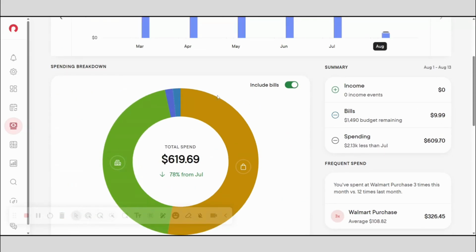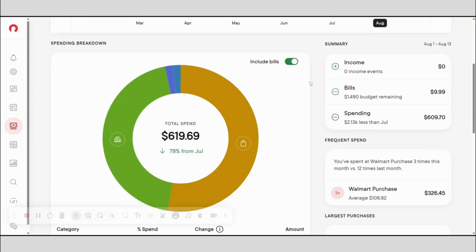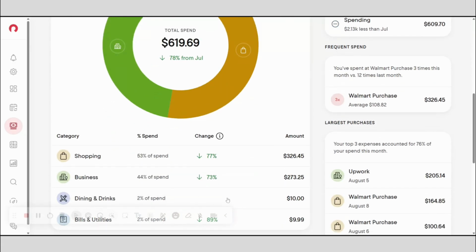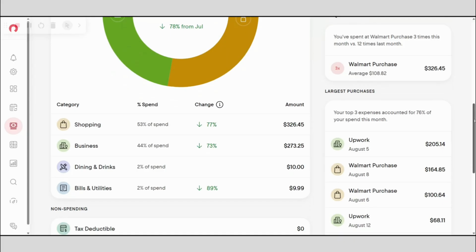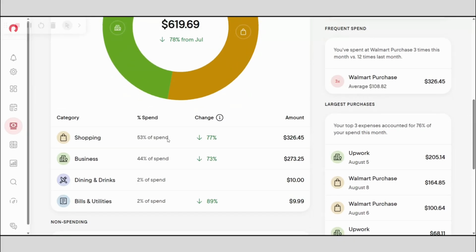So let's come over here in your spending breakdown. So I can remove my bills or I can include the bills. Of course, I would always include my bills. But like I mentioned earlier, sometimes you just want to see how much you're spending in the areas that you can easily cut back. And what I also like with Rocket Money, it shows you the change percentage.